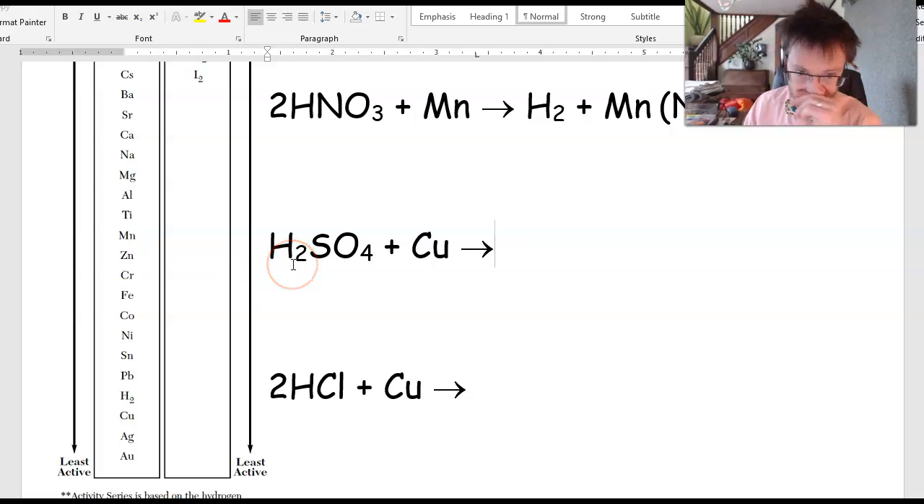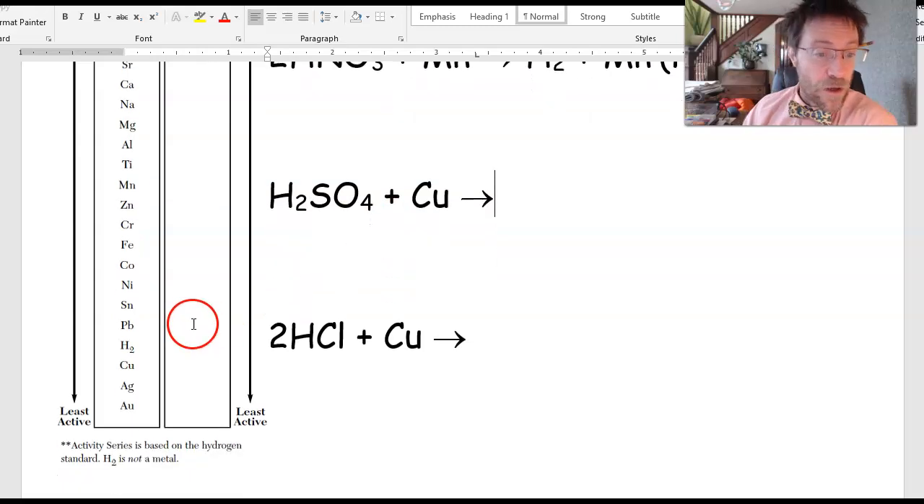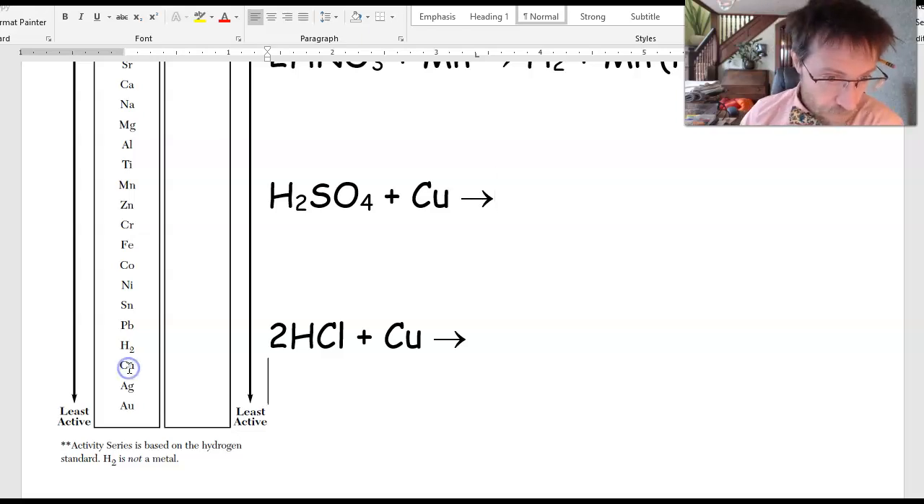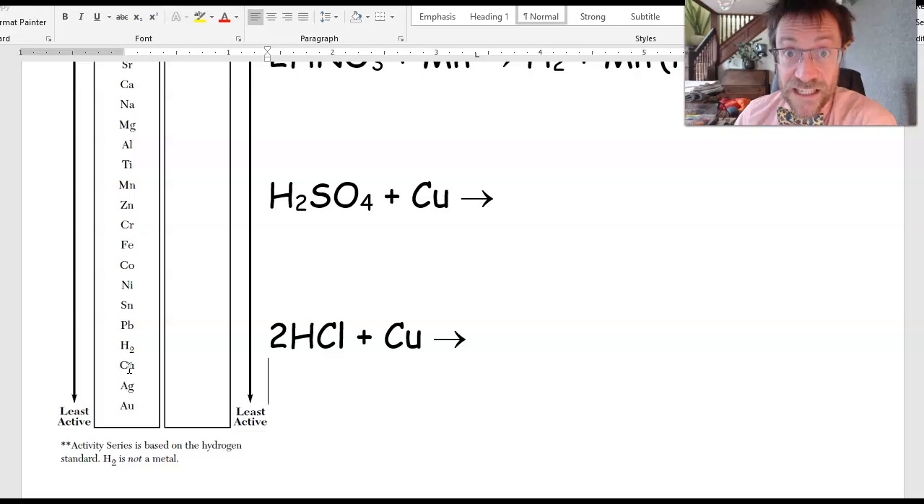All right, here's an acid, very easy to see. Sulfuric acid, fun. And here we have copper. All right, sulfuric acid. It's a diprotic, nasty acid. Let's see. Will the copper? Do you guys see what I see?